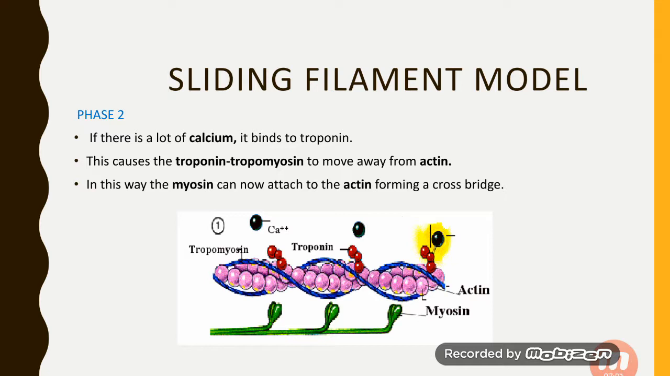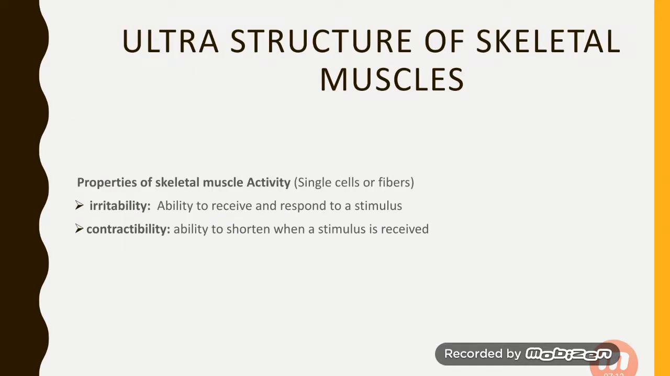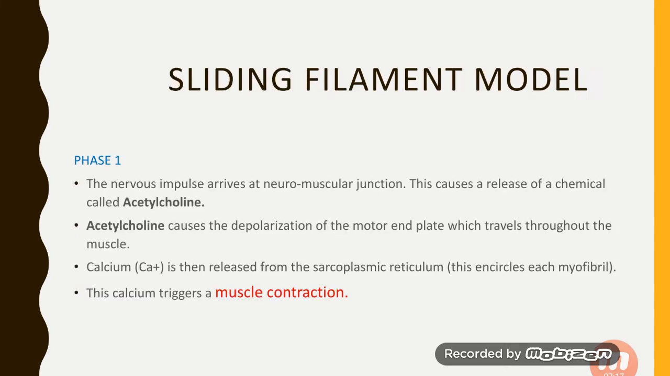Both troponin and tropomyosin help control the myosin-actin interactions involved in contraction. Now coming back to the sliding filament model. The sliding filament model has been divided up into 5 phases.